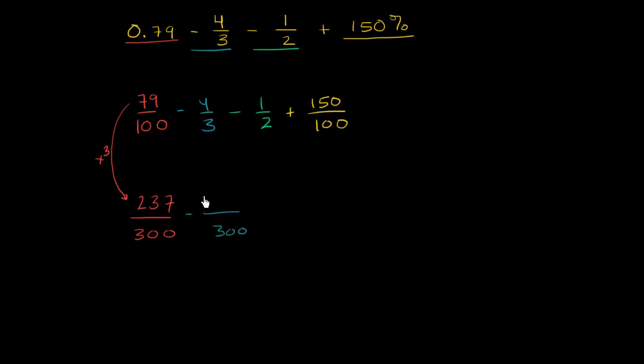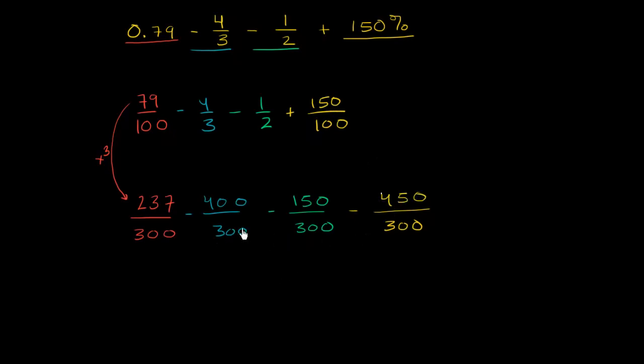Now, 4/3. Well, to get the denominator to be 300, we have to multiply the denominator by 100, so we have to multiply the numerator by 100 as well. 1/2, if our denominator is 300, we multiplied the denominator by 150 to go from 2 to 300, so we have to multiply the numerator by 150. And then finally, 150 over 100, well, we're multiplying the denominator by 3 to get to 300, to go from 100 to 300. So we have to do the same thing in the numerator. So 3 times 150 is 450.